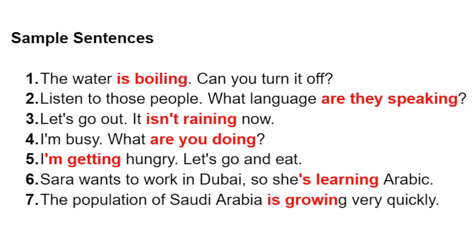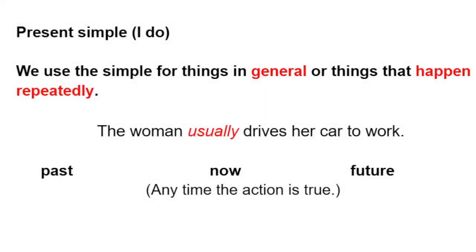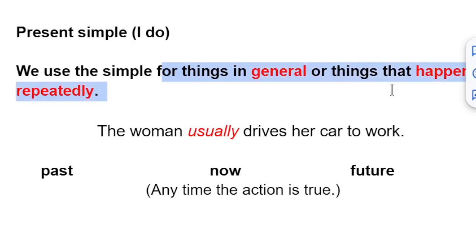There is also one situation when we use the present continuous, and here it is. We also use the present continuous for temporary situations. In this sentence, A, I'm staying with friends until I find a place to live. Oh, how long are you staying there? On the other hand, the present simple is not used for continuous action. We use it for things in general, or things that happen repeatedly, or things that are generally true.